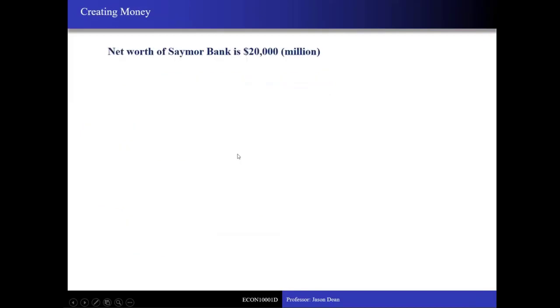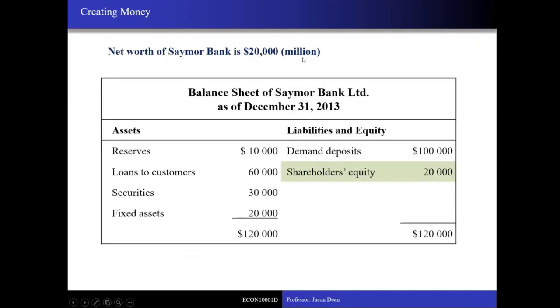So let's look at a bank's balance sheet. So here we have the net worth of Seymour Bank. We're saying its net worth is $20,000. If we look at the asset side, we have reserves. So remember, this is a bank, so it takes in deposits. So it's taking in cash. So the cash in the vault is the reserves. That's $10,000. That's certainly an asset.